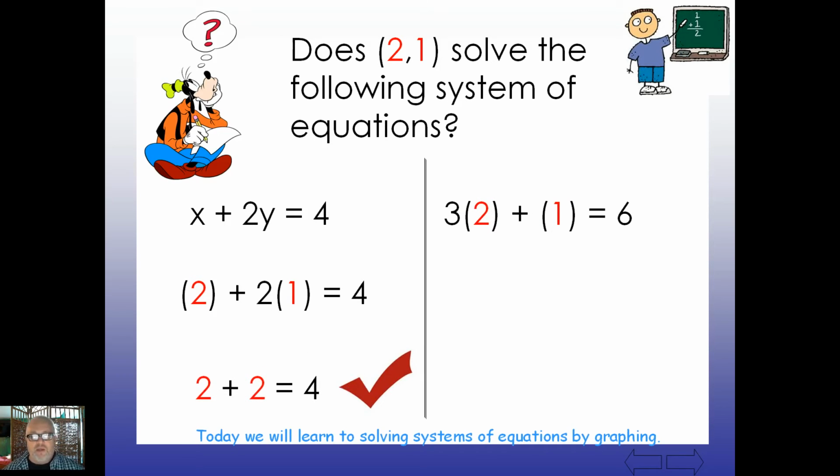What about the right side? 3 times 2 plus 1 equals 6. Let's see, 3 times 2 is 6. 6 plus 1, well, that's not 6. So in this case, it fails on the second one. If it fails on one of the equations, it is not a solution to the system. So in our case, the answer is no. (2, 1) is not a solution to the system. It does not satisfy both equations. It's got to be both.